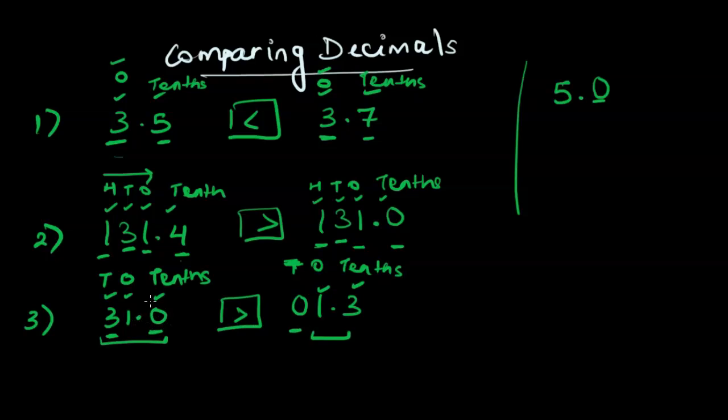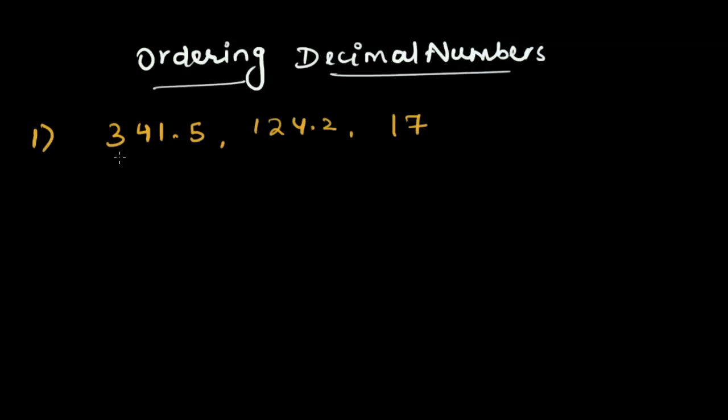So there itself we know that this number is greater than this number. That's how we put this greater than sign towards 31.0. Similarly, we can order decimal numbers. Let's say we have to arrange this first example in ascending order. Ascending means going from smallest to greatest.